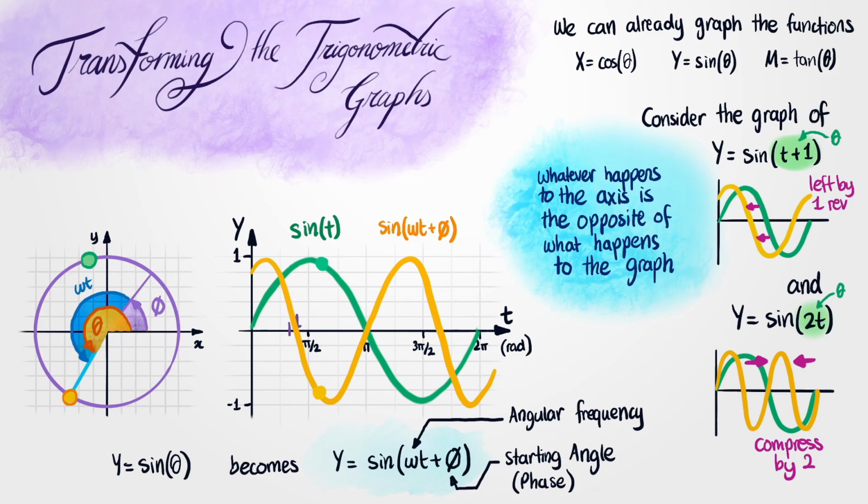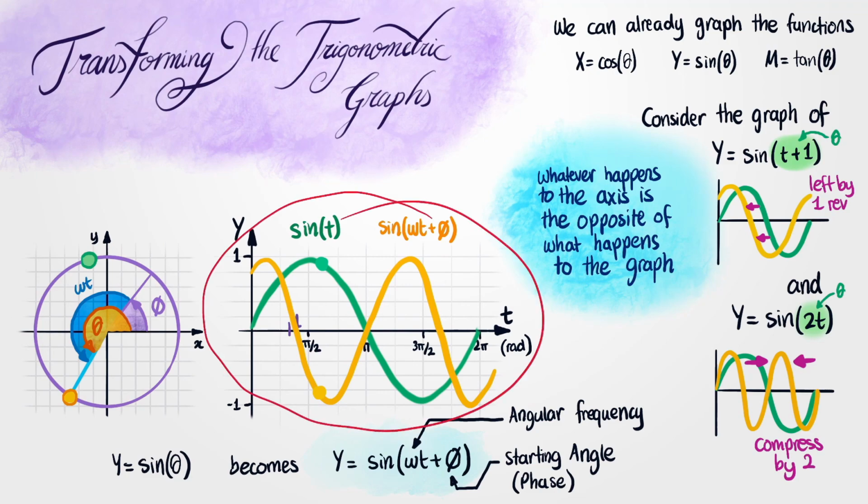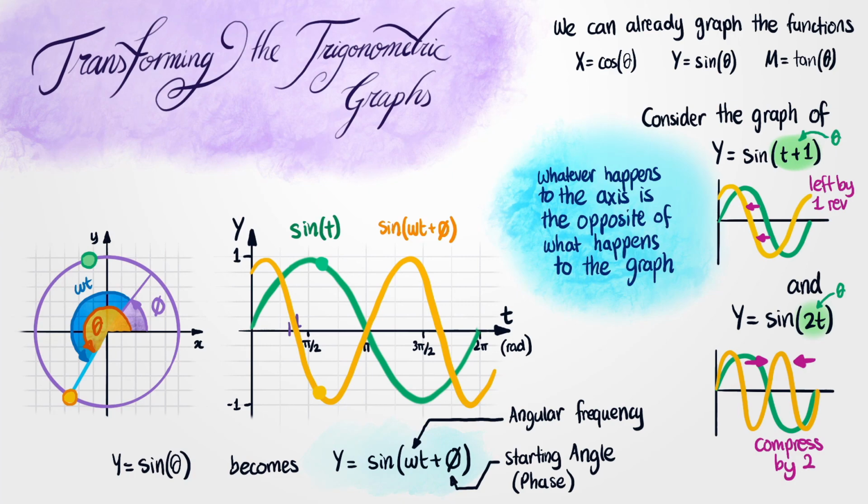Now we've finished the first part of our discussion about what happens when you replace theta for omega t plus phi, but there is still a little bit more to say. For one, I haven't really shown you how to make these graphs accurately, and secondly, it's not really clear why you would ever do this. These are all things I'll cover in a future lesson, but for now, this completes our discussion on transforming the trigonometric graphs.